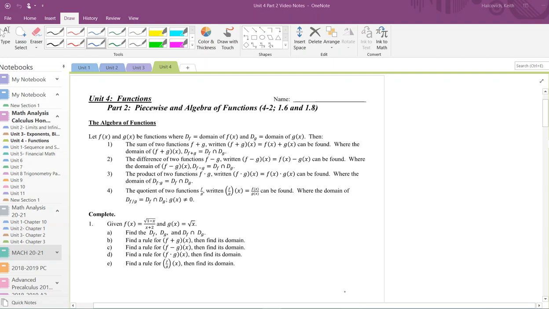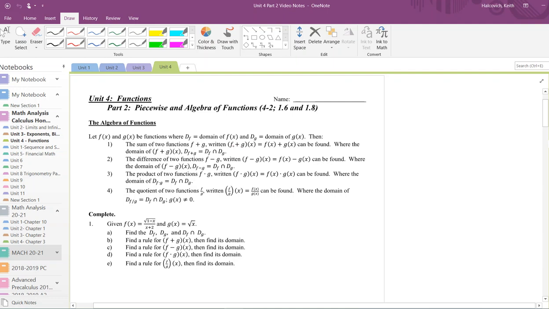Welcome to tonight's video on Unit 4, Part 2, talking about piecewise and algebra of functions, or as we refer to it, combination of functions. A couple things in the notes up here.